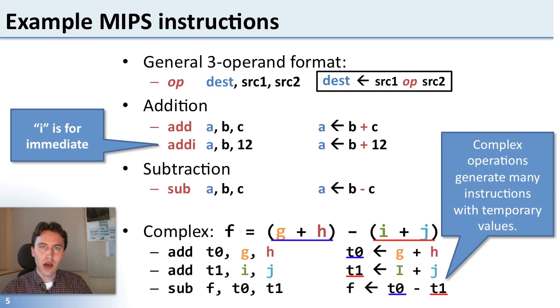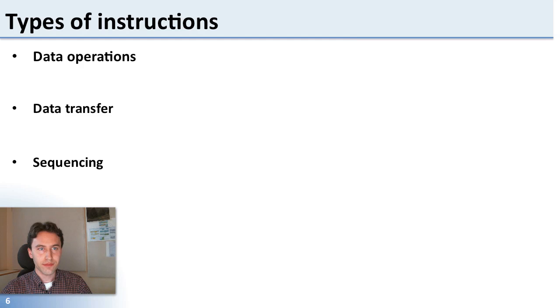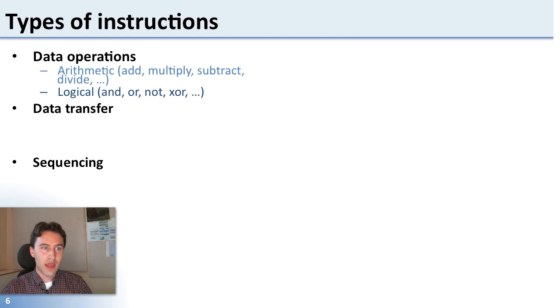So what you see here is that complex operations are going to generate a lot of instructions, and they're going to use a lot of temporary variables in order to break up those complex operations into simple operations that are supported by MIPS. Now there are three types of instructions that we're going to talk about: data operations, data transfer, and sequencing. Data operations, the sort of thing you've already seen: arithmetic stuff, addition, subtraction, multiplication. And logical operations such as and, or, and XOR are sort of the meat of the processing. This is where you actually do work and you compute results.